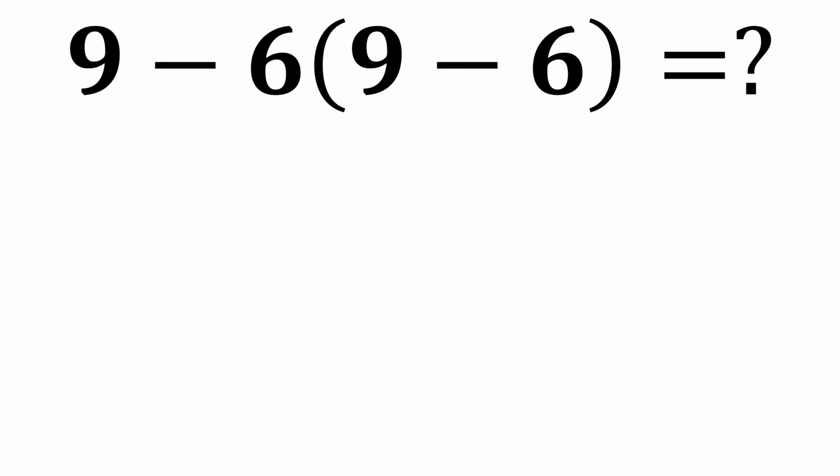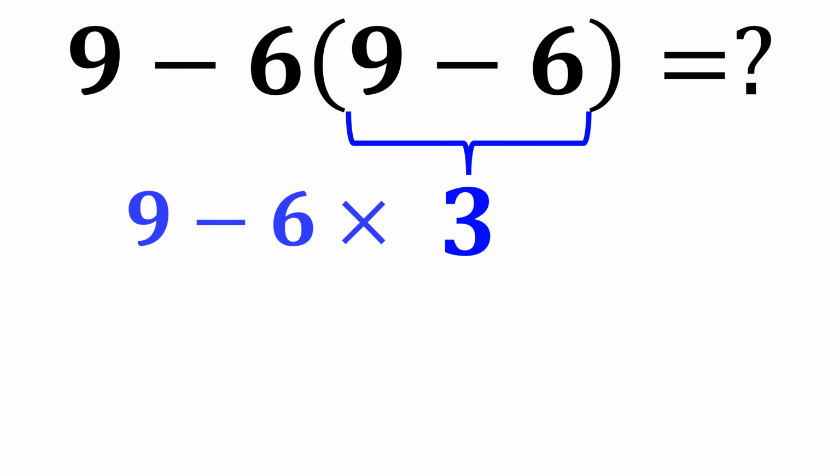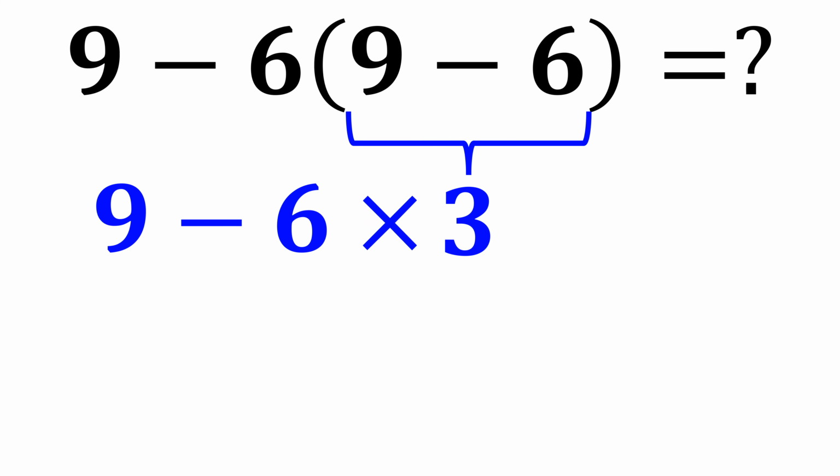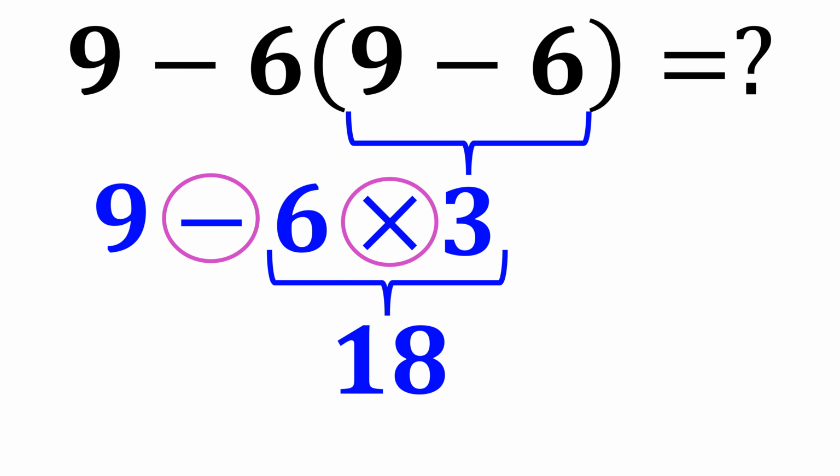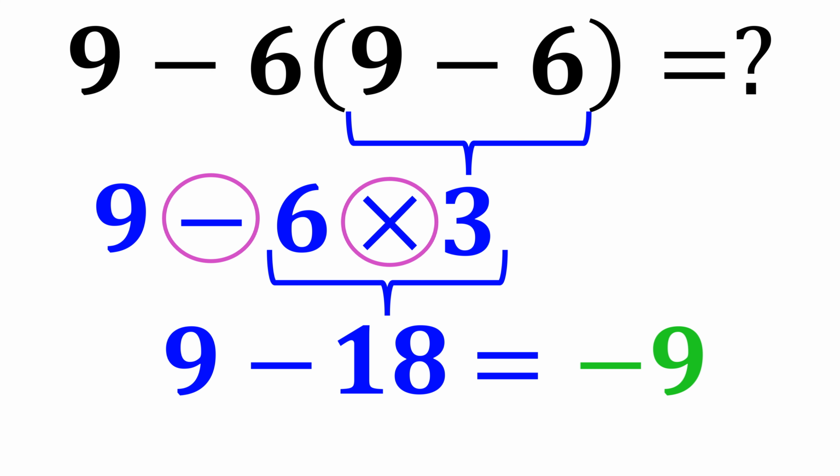According to the PEMDAS rule, we must first solve inside the parentheses. 9 minus 6 is 3, and the expression becomes 9 minus 6 times 3. In this new expression, we have subtraction and multiplication. Multiplication has higher priority than subtraction. So 6 times 3 is 18, and finally 9 minus 18 equals -9.